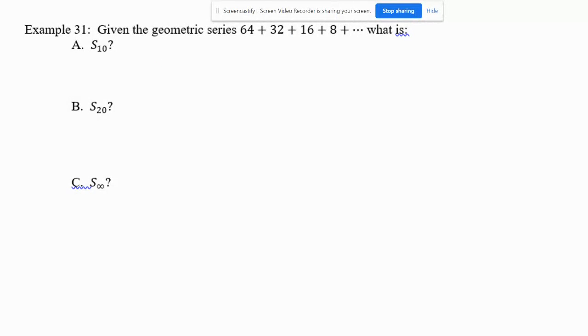All right. So example 31 here. We have this geometric series over here, and I'm just going to write down our geometric series formula. We learned this in our last topic, guys. Okay, so if I had to do S10, my T1 is 64. My common ratio is 1/2, so it's 1/2 to the n minus 1 over 1/2 minus 1. Now, guys, I'm going to just go ahead and plug this into my calculator here.